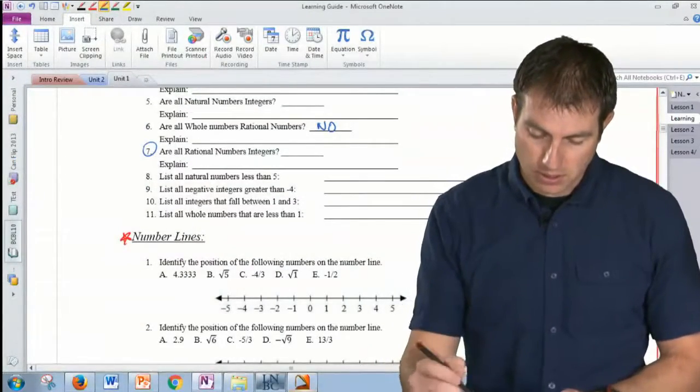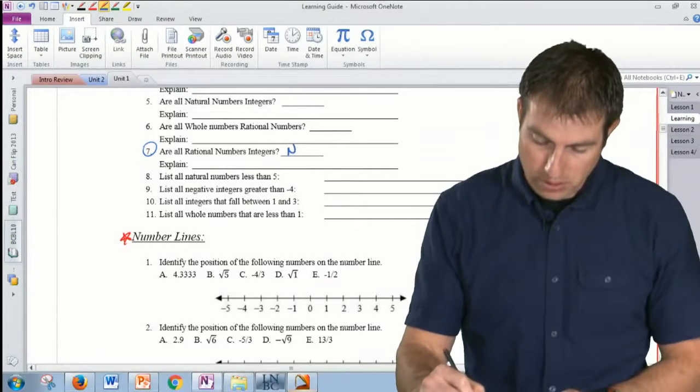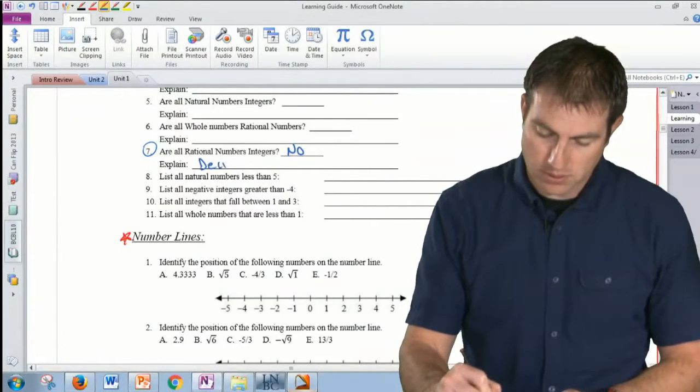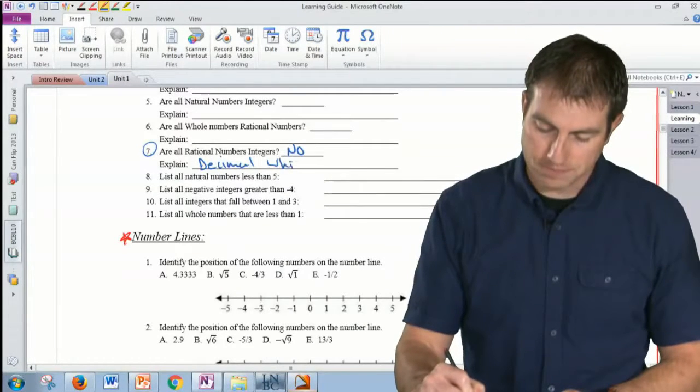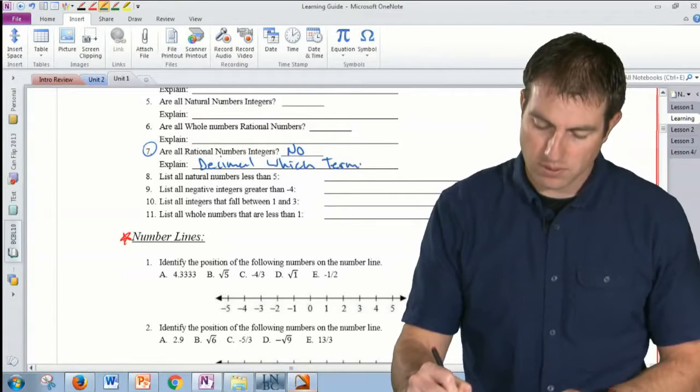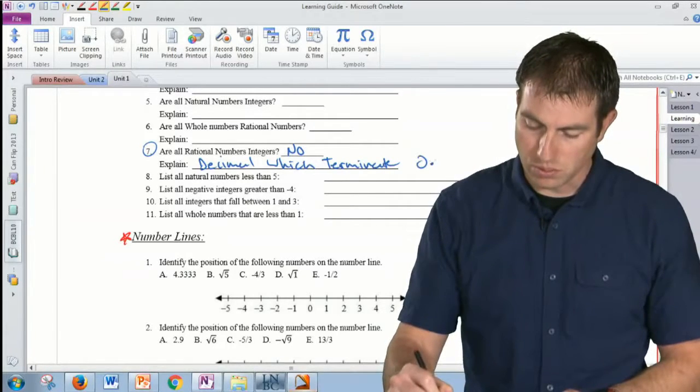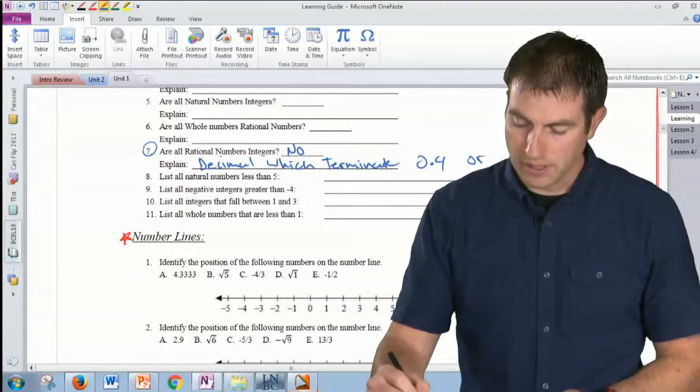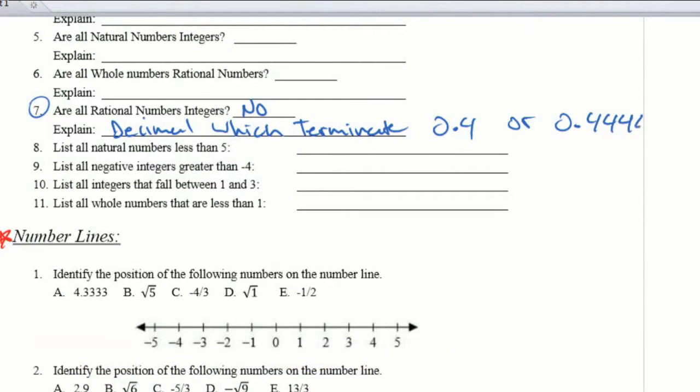But, oh, I put this in the wrong spot. Are all rational? No, we can have decimals which terminate. So 0.4 or 0.4444 that repeats. Decimals which terminate or repeat. So those would both be examples of rational numbers that are not integers.